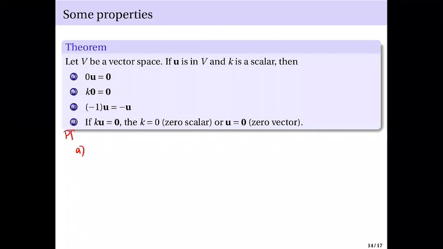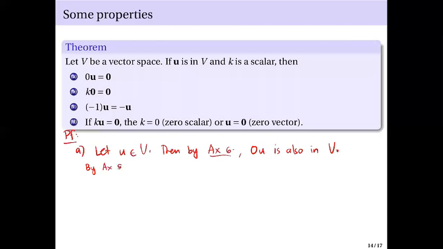So again, we want to prove letter A. We start with u being an object in V. Then by axiom 6, 0u is also in V. And by axiom 5, 0u has a negative in V. Let us write it as negative of 0u.